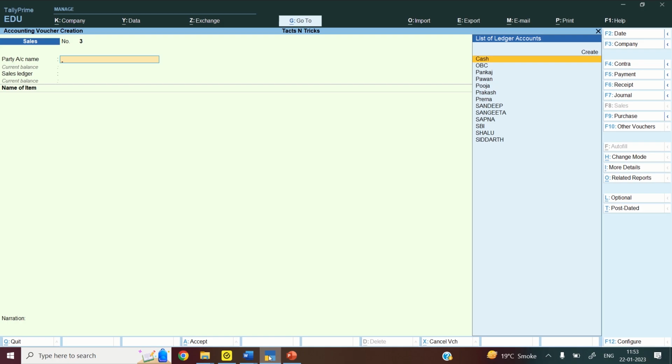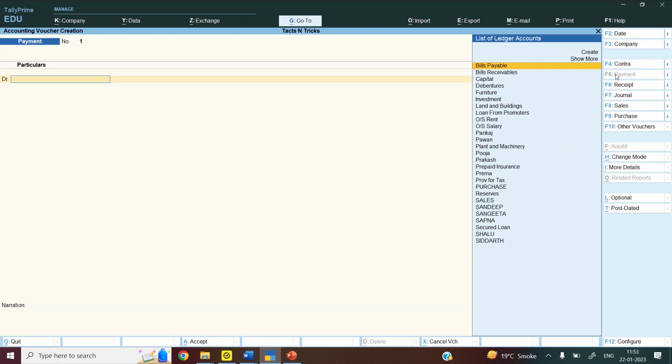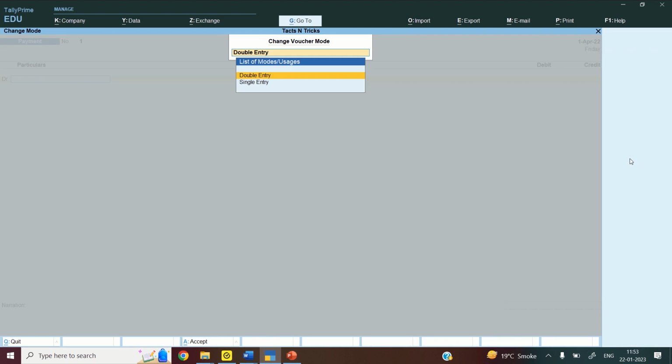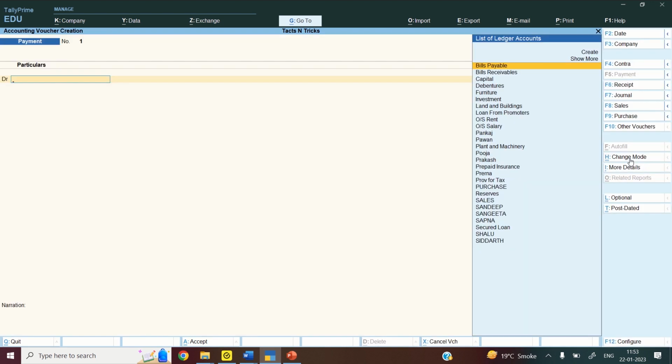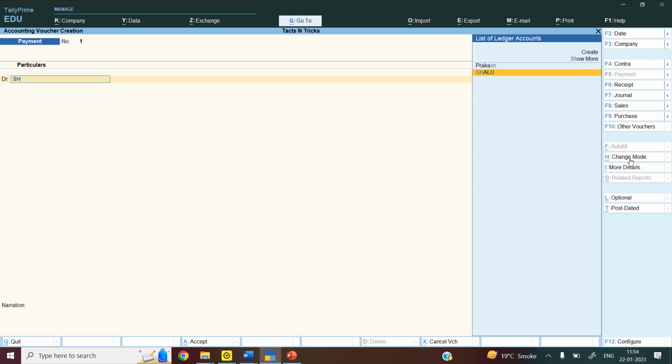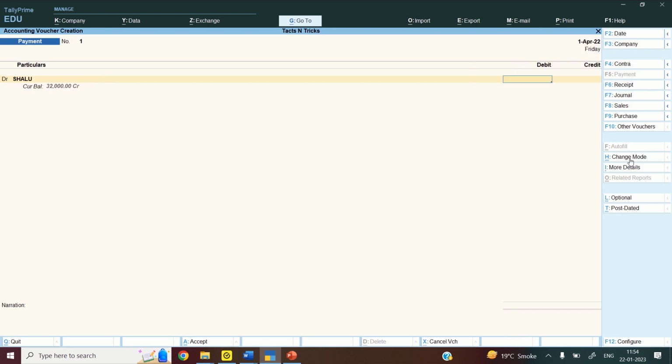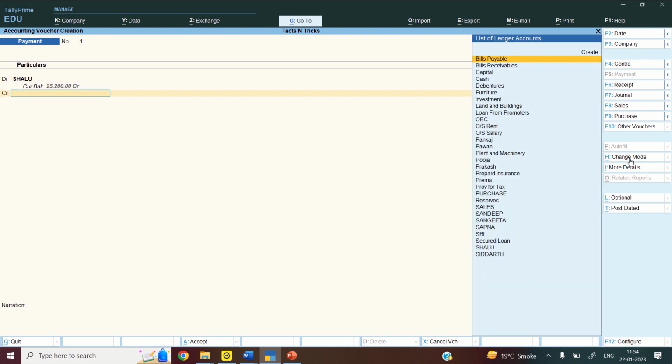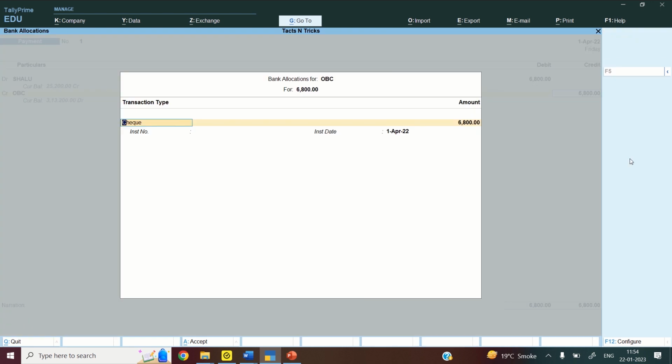Okay. So I will go to Tally Prime. First I will make the payment entry. Shalu to OBC we have paid 6,800. Now here you need to change the mode in the payment voucher, and it should be double entry. Even the F12 settings, you can click pictures. This should be your F12 settings. Now, to Shalu we have paid 6,800, via OBC bank account, 6,800.